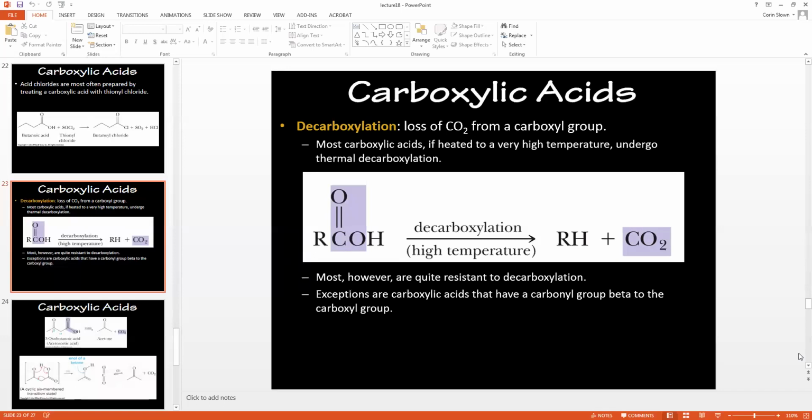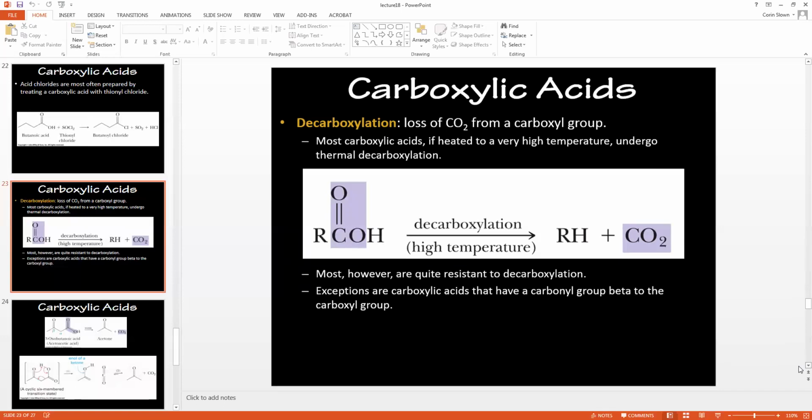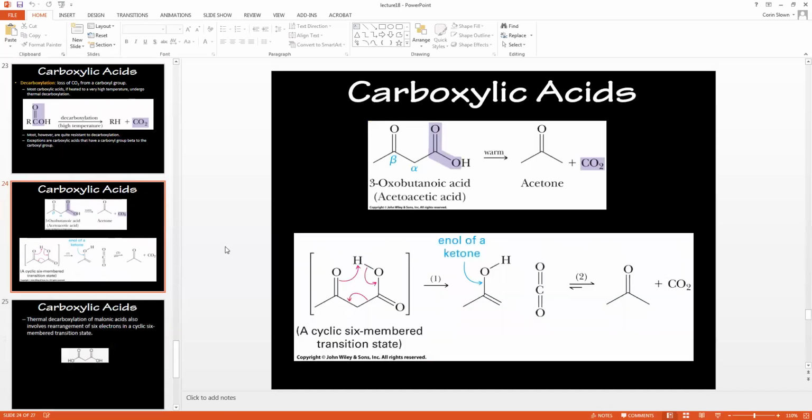However, if you have a carboxylic acid that has a carbonyl group that is beta to the carboxyl group, let's take a look at that. If we have 3-oxobutanoic acid, or acetoacetic acid, notice I have the alpha carbon. We talked about this nomenclature before. Alpha is the carbon that's next to our primary functional group, so alpha and then beta.